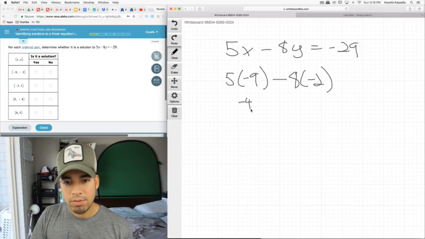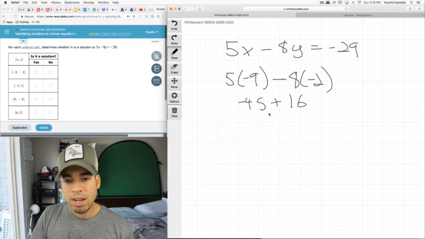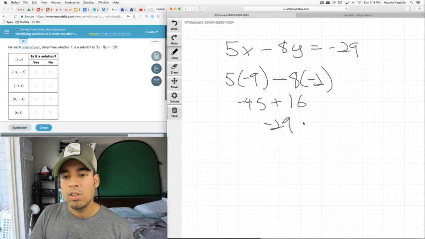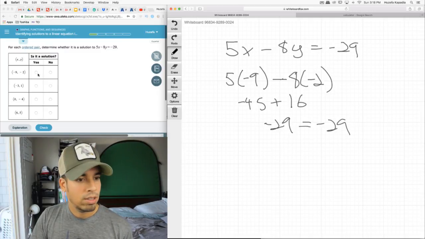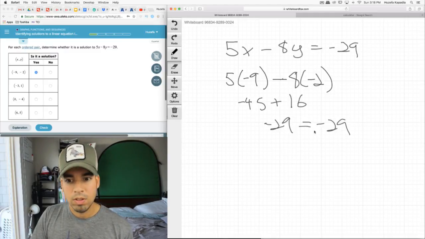This becomes -45. This becomes minus a negative becomes a positive, so positive 16. -45 plus 16 is -29. So I get -29 equals -29, therefore it's a solution.